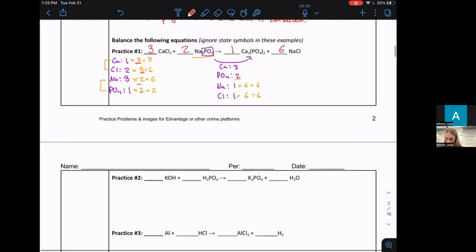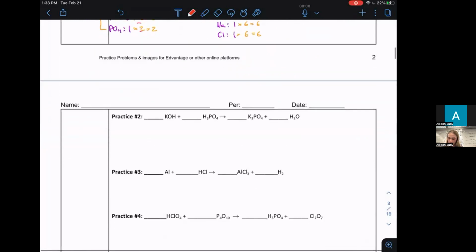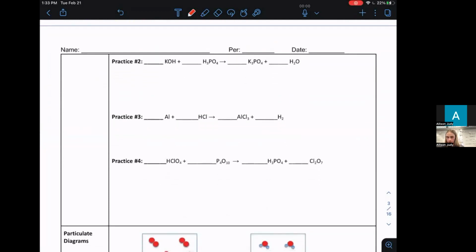There are quite a few practice problems here. You guys can go ahead and work through these. If you have questions, let me know. There are a bunch here, but I think I'll just let you loose to do all 3 of them.